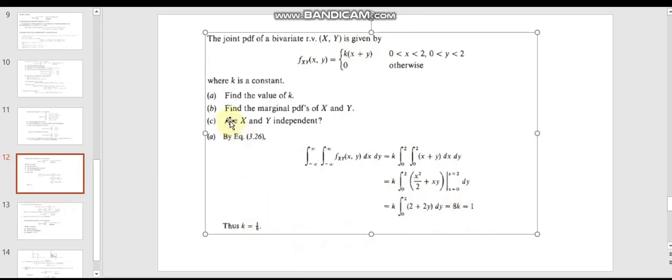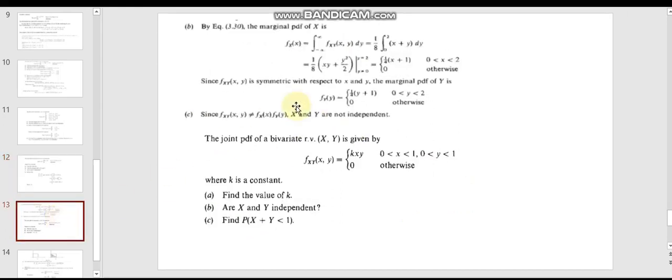Now next I have to find the marginal PDF of x and y. So for the marginal PDF of x, I will integrate it from minus infinity to infinity along the y direction, or along x direction for random variable y.